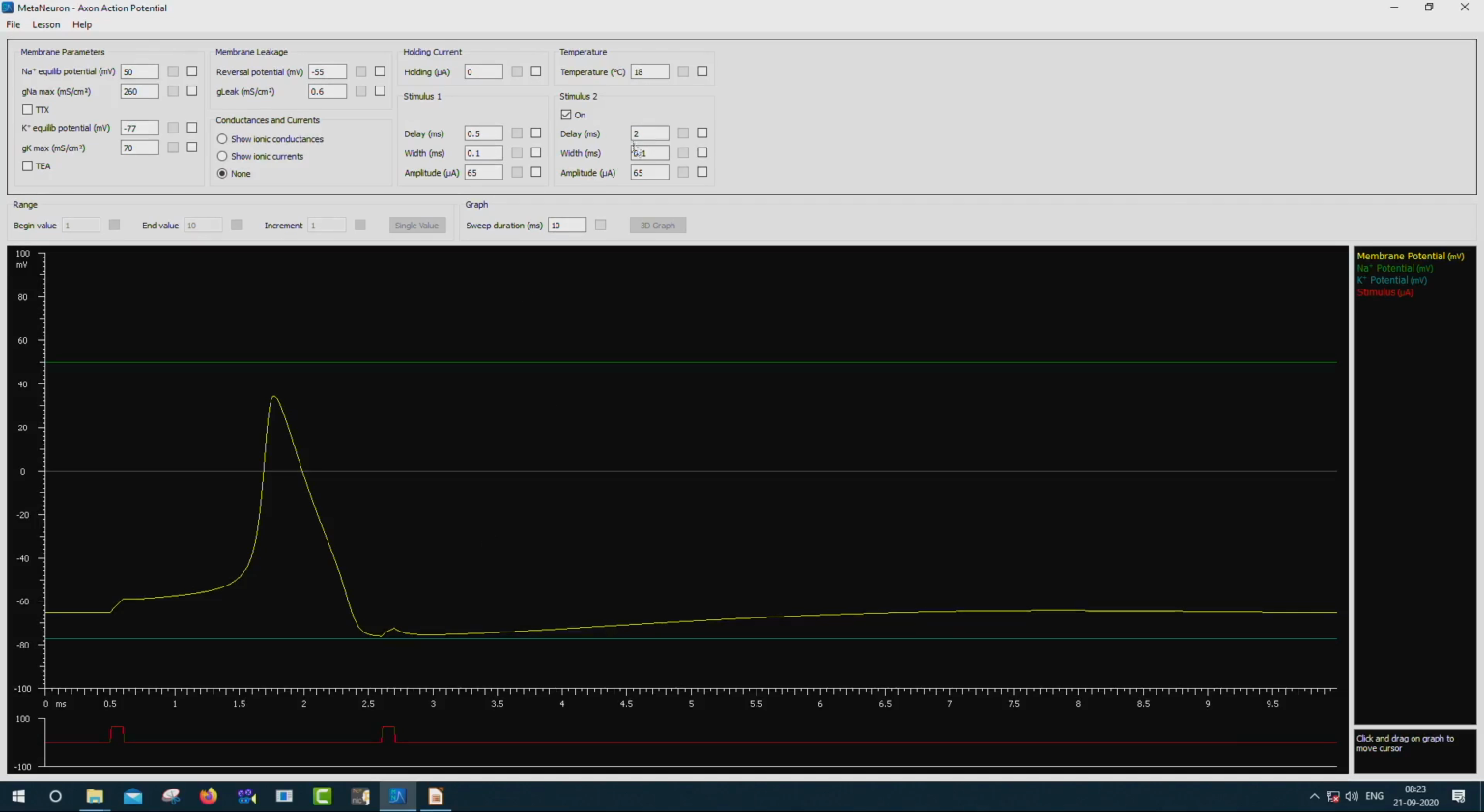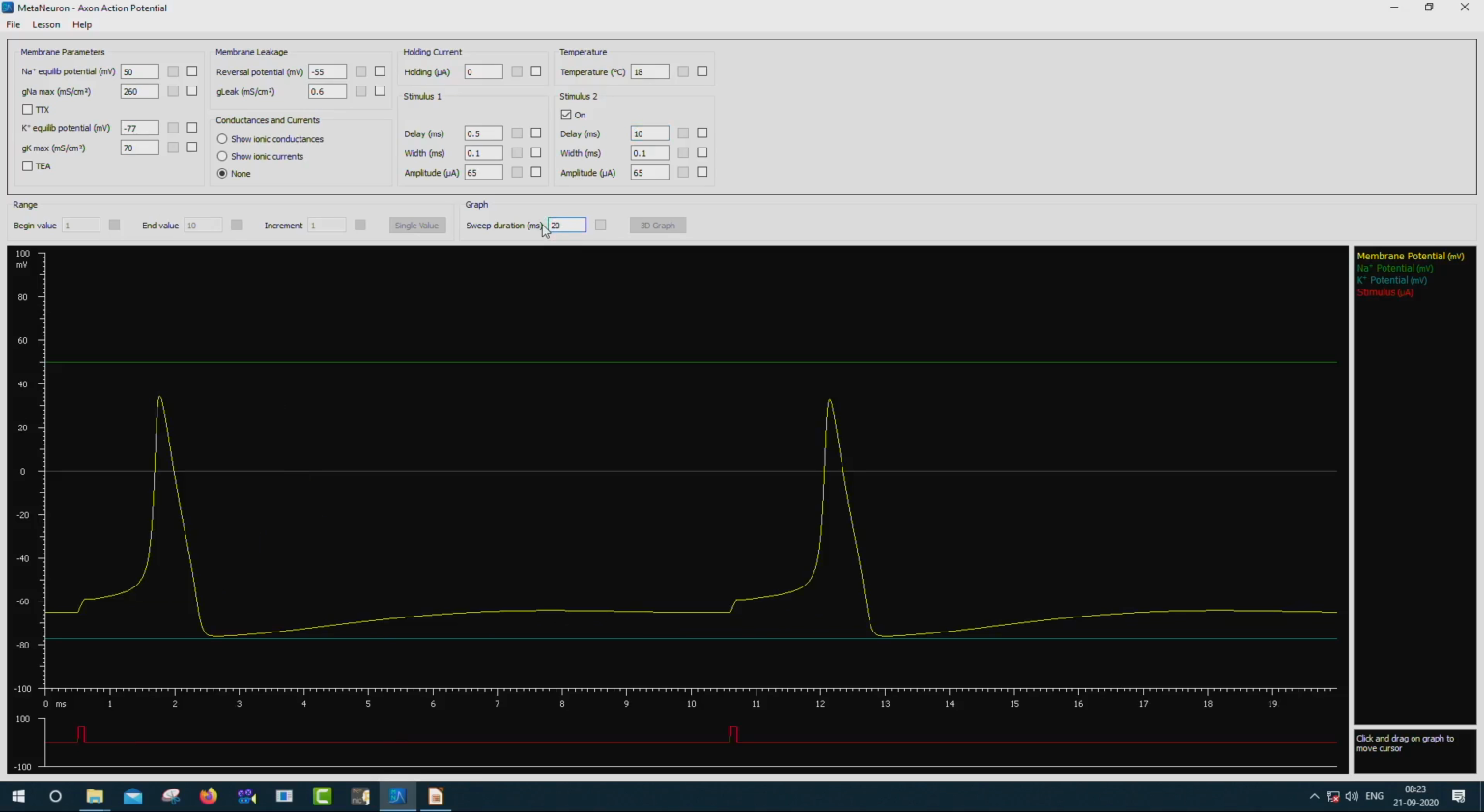But what happens if I change the delay? So I change the delay to 10. Oh, we can't see it because it's over there. Let's make this 20. So I've changed the delay to 10, meaning from here to here, it's 10. And then you see the action potential being fired by the second stimulus.